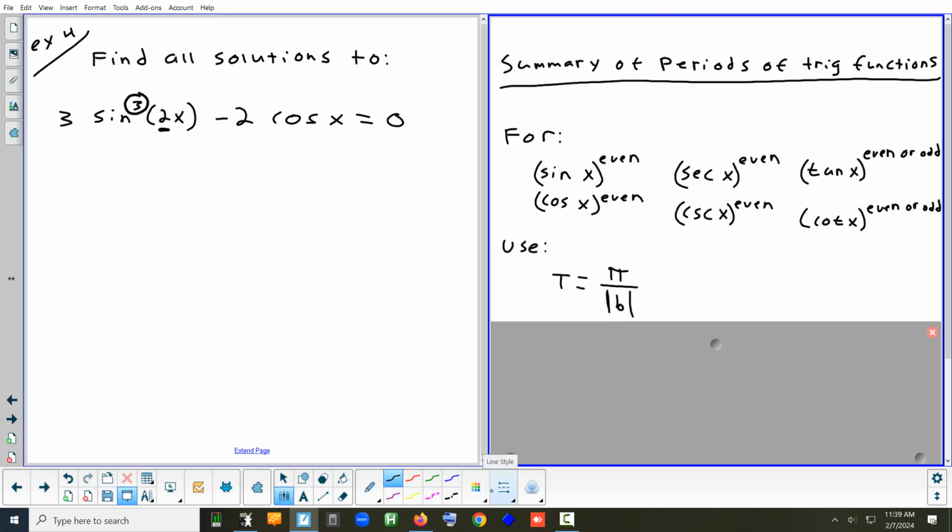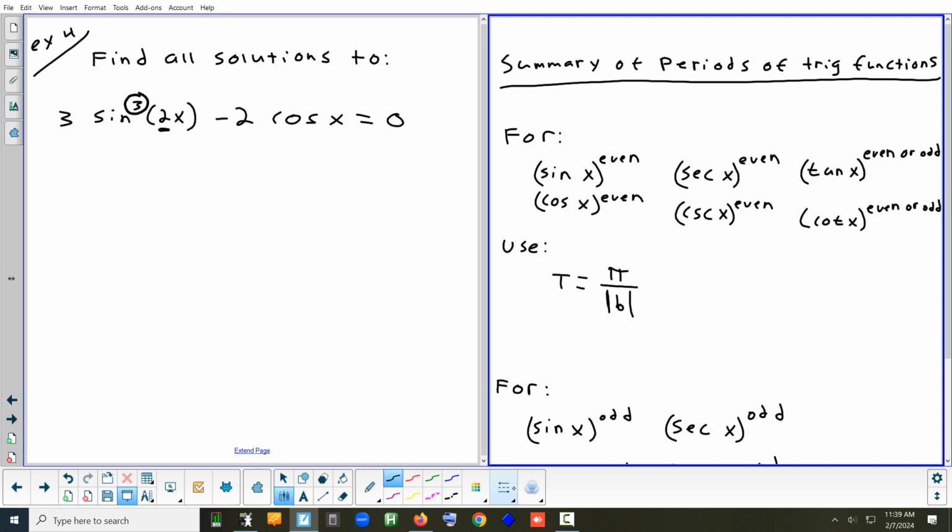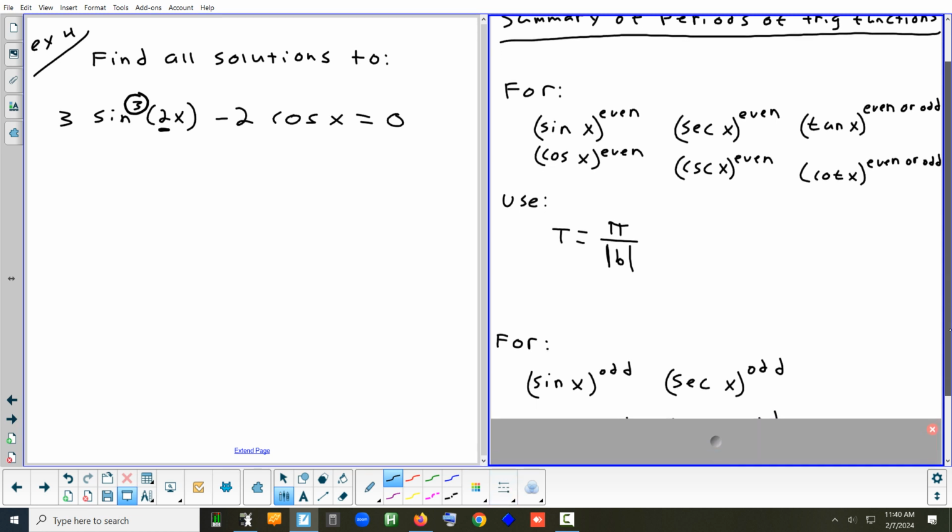Well, if you have any of these cases: sine to an even, cosine to an even, secant or cosecant to an even, or any tangent, even or odd, all the tangents, all the cotangents, you use the formula pi over b. Anything else is the formula 2 pi over b. So that would be sine to an odd, cosine to an odd, secant to an odd, or cosecant to an odd. That would be the formula 2 pi over b.